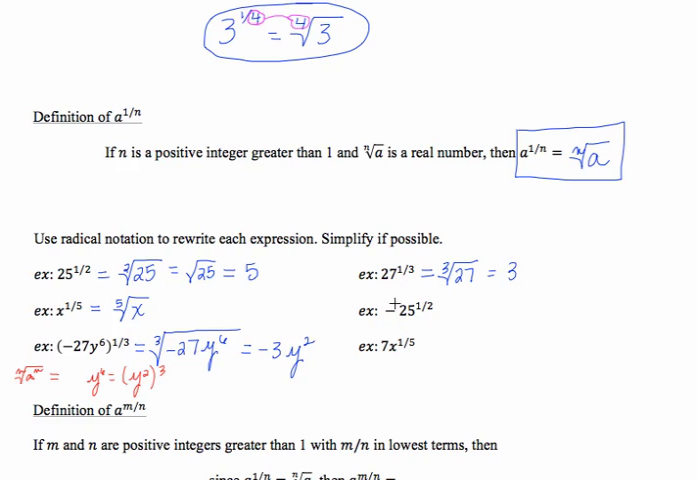Negative 25 to the half. Now this is one where order of operations becomes important, so I'm going to review that. Pause here and review order of operations, and that's the please excuse my dear Aunt Sally.